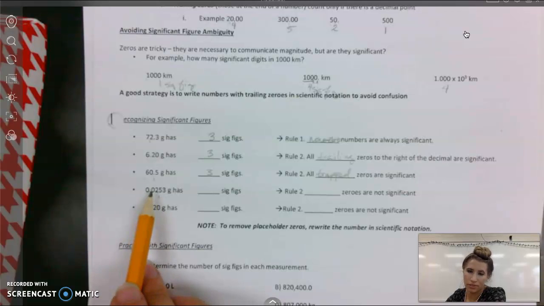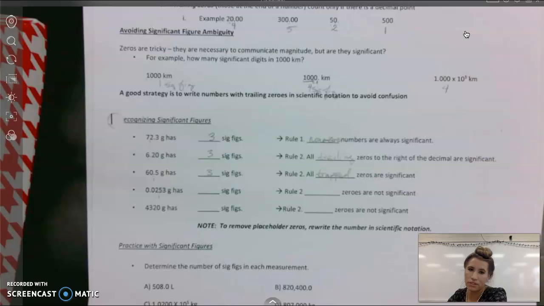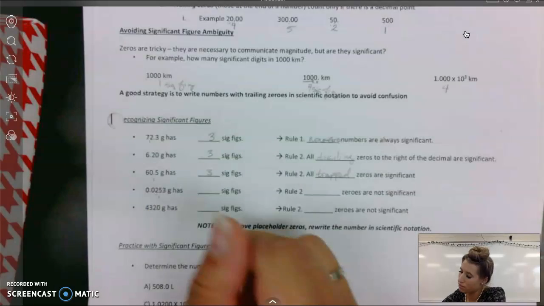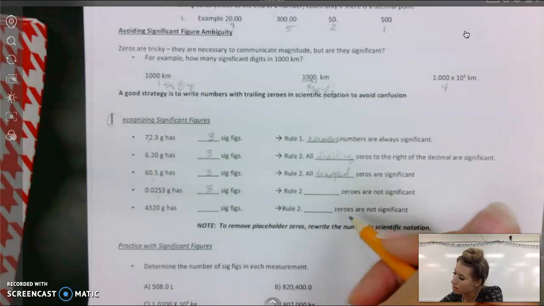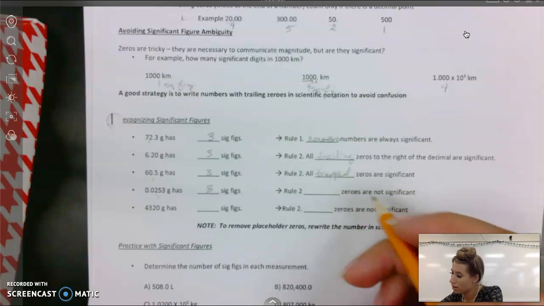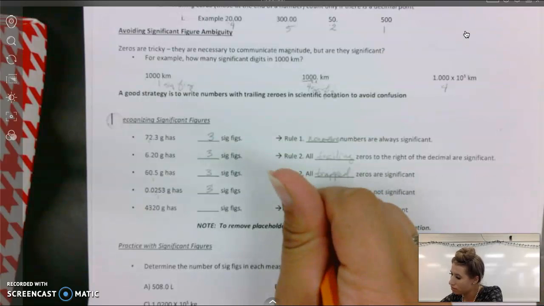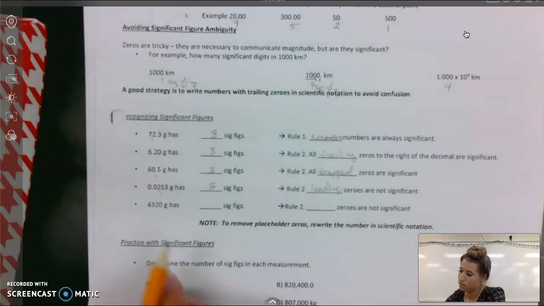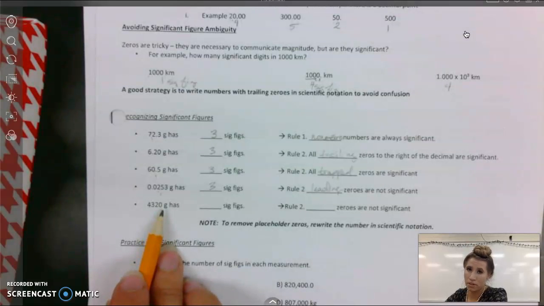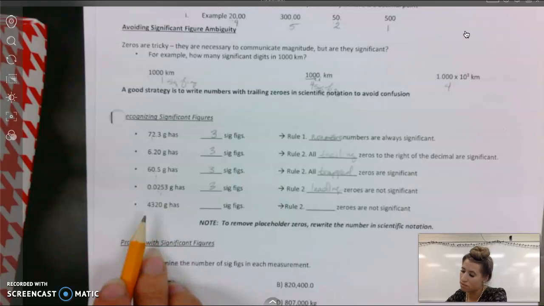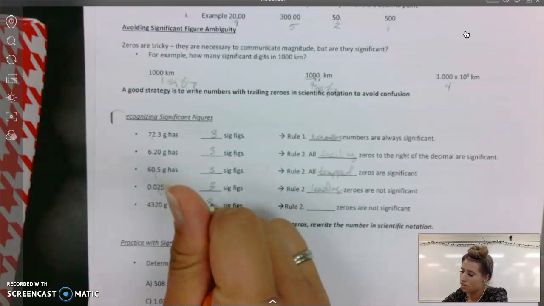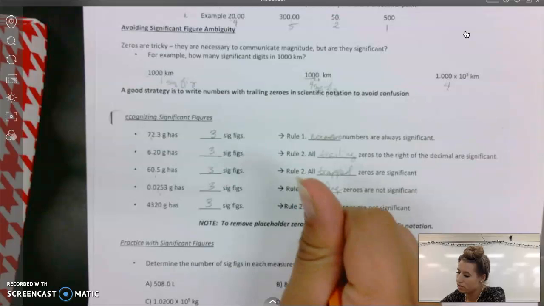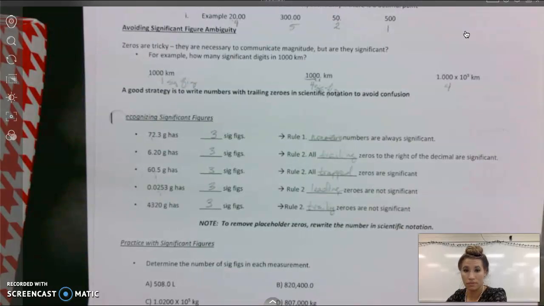Leading zeros are never significant. It doesn't matter which side of the decimal place they're on. If it's leading zeros, not significant. So we have 1, 2, 3 sig figs. And this goes with rule 2, part A. And so leading zeros are not significant. We have a trailing 0, but there's no decimal place, so it's not significant. So we have 1, 2, 3 sig figs in this value. Okay? And for this case, our trailing 0 is not significant.